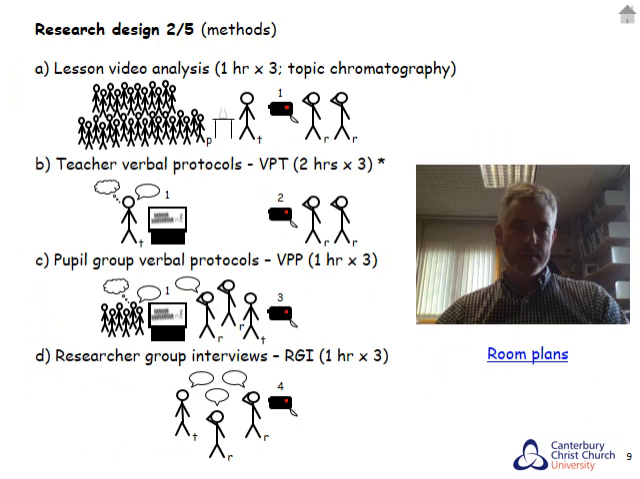The research methods used are lesson video analysis, so 3 lessons of 1 hour each on the topic of chromatography. Then the teacher watches the videos back and thinks aloud, so produces verbal protocols. Those verbal protocols are recorded on a second video. Then a group of pupils, 3 girls and 3 boys from the class, watch clips of the lesson back. We use clips for practical reasons, and think aloud, and we record that on a third video. And then finally, the 2 researchers and the teacher, so 3 researchers together, video ourselves in a retrospective conversation about the coding.